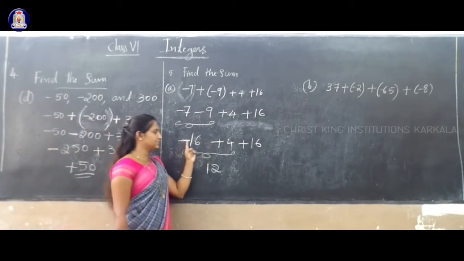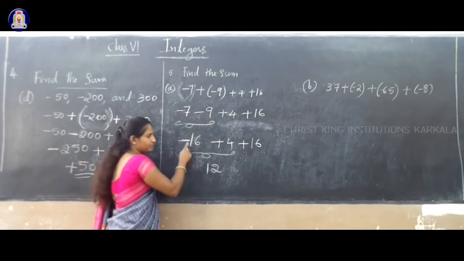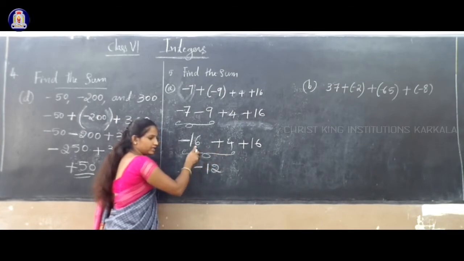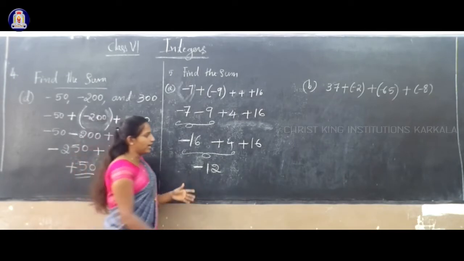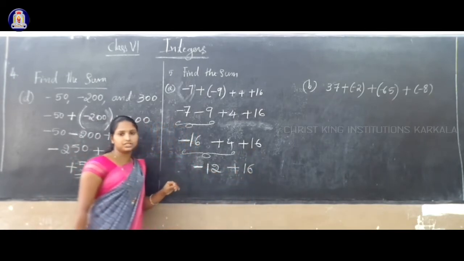So which is greater, 16 or 4? 16 is greater. What is the sign? Minus. Understood? In this, the greater number is 16, and that sign is minus. So minus 12. The next remaining integer is plus 16.